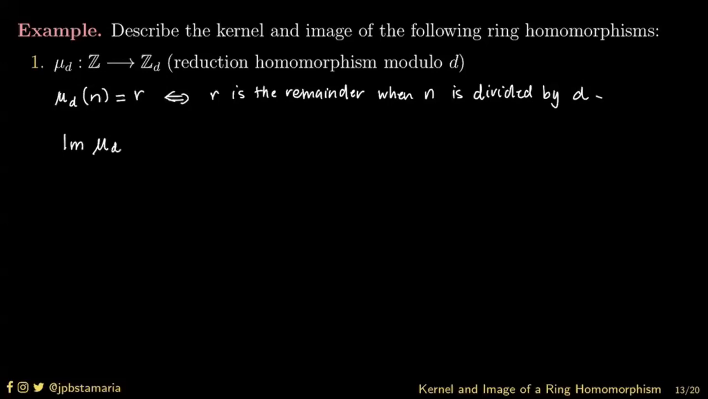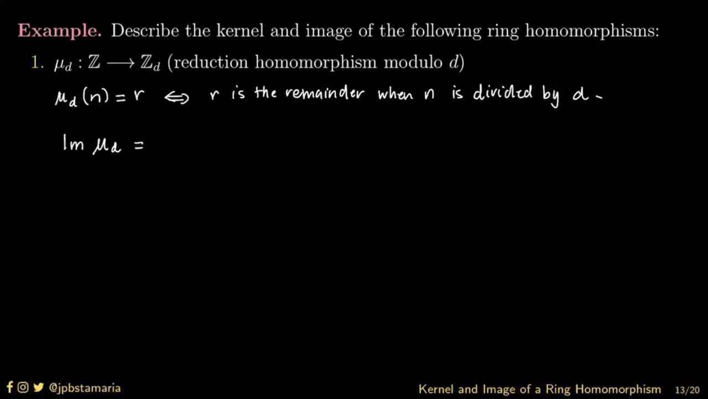So, as the image, anong itsura ng image ng function na ito? So parang we are asking because the images of the reduction homomorphism are remainders. So it's like we're asking, what are the possible remainders when you divide by D? No? When an integer is being divided by D. Of course, when you divide by D, ang mga possible remainders, it could be 0. You could have a remainder 1.